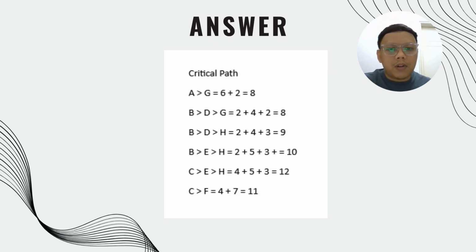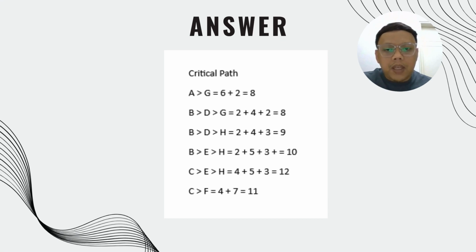So the answer for the critical path: the first one is A to G equals 6 plus 2. The answer is 8. Second is B to D to G equals 2 plus 4 plus 2. The answer is 8. The third is B to D to H equals 2 plus 4 plus 3. The answer is 9.